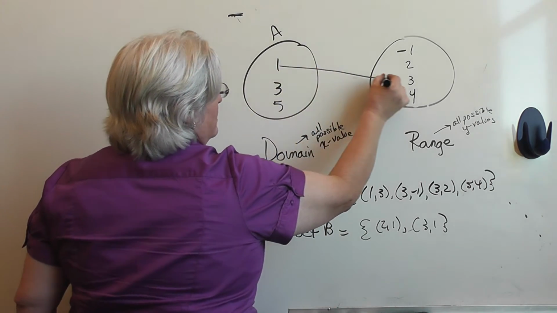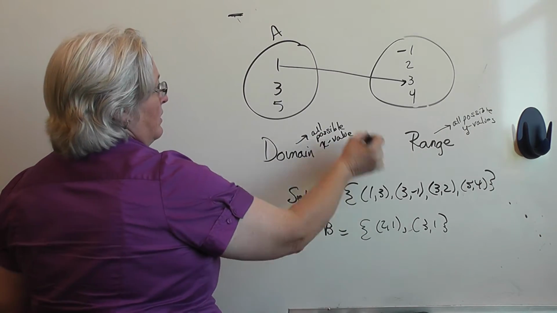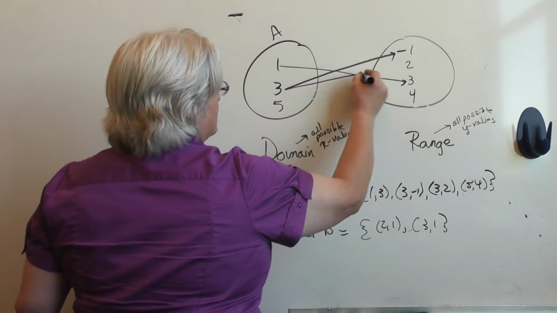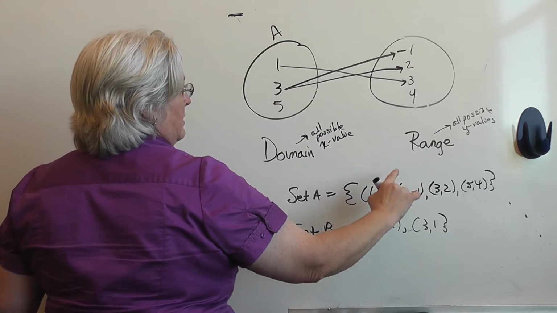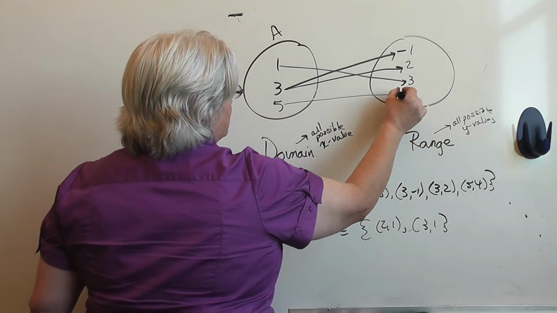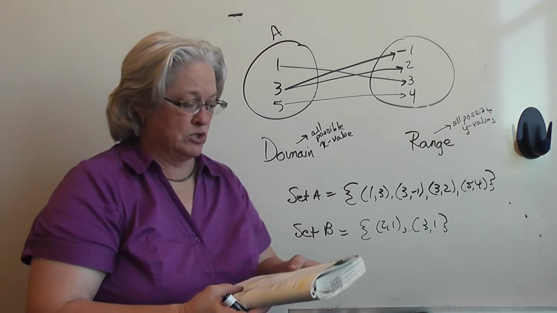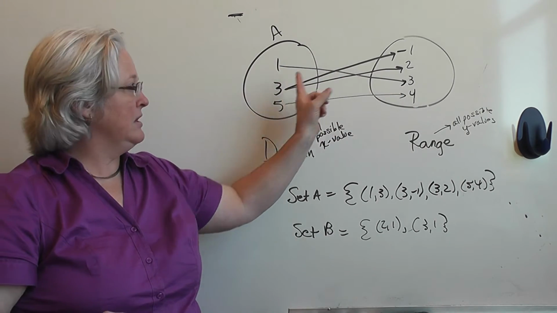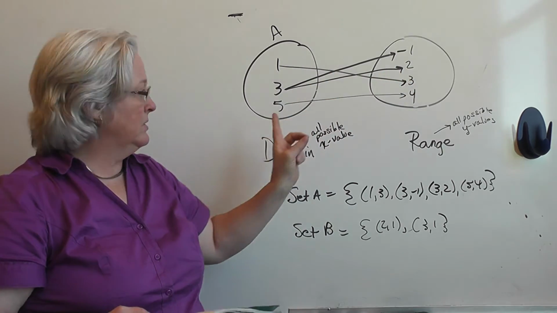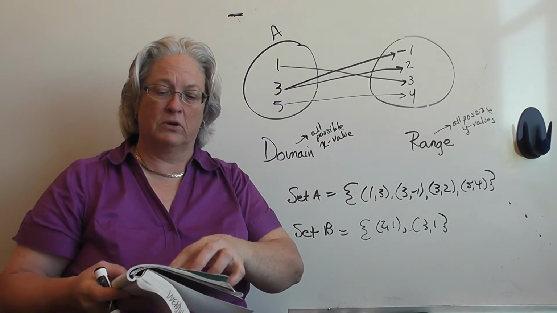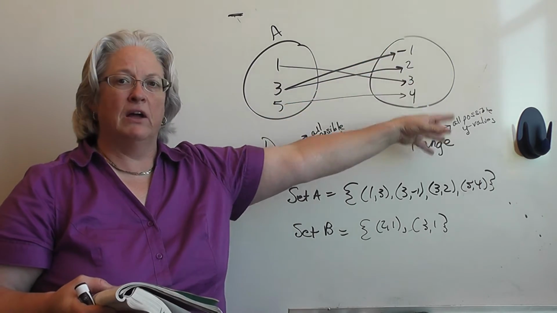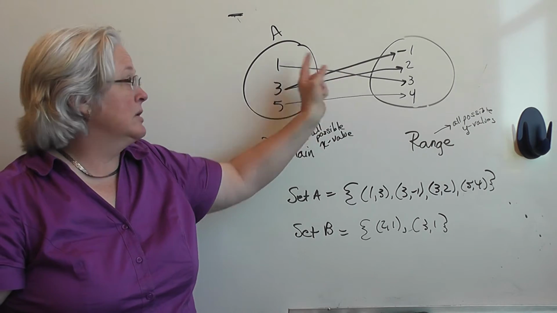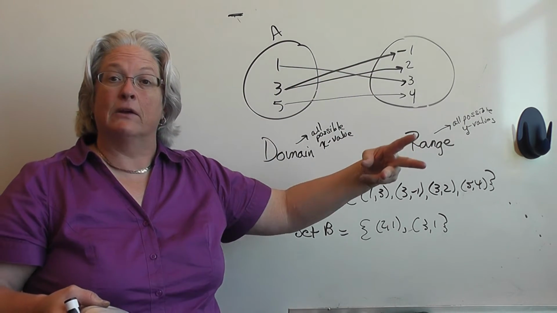1 maps to 3, so you draw the arrow like this. 3 maps to -1. 3 also maps to 2. And 5 maps to 4. So this is showing you the relationship between these. 1 goes to 3, 3 goes to -1 and 2, and 5 goes to 4. If you look in your book, you see that they didn't put the y values in numerical order. Doesn't really matter. I learned to do it this way. As long as you have your arrows connecting correctly, you'll be fine.